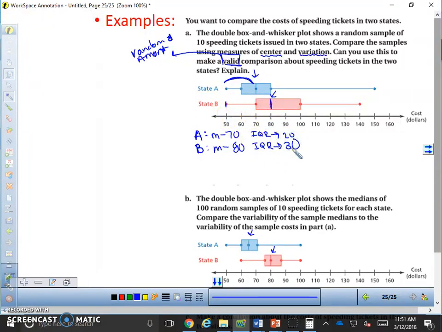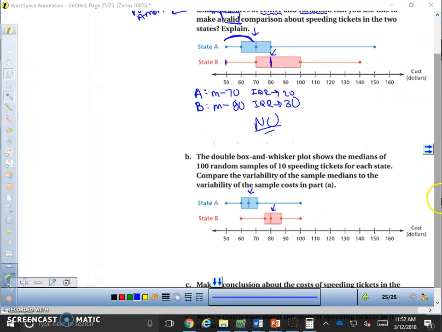Okay. Compare the samples using them. Here's the medians. Here's the interquartile ranges. Can you use this to make it valid? No, because 10 speeding tickets are not enough, and we don't know if, we do know it's random, but 10 is not enough for a state.